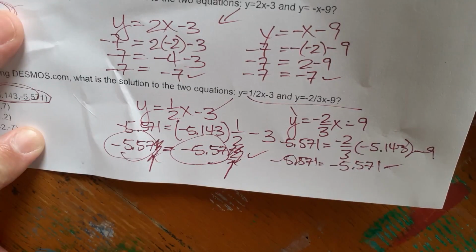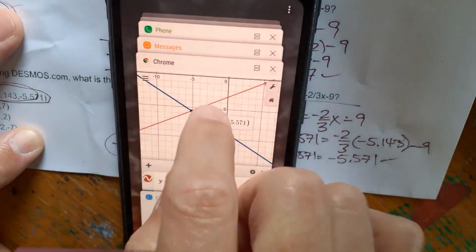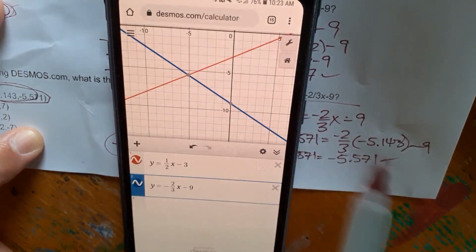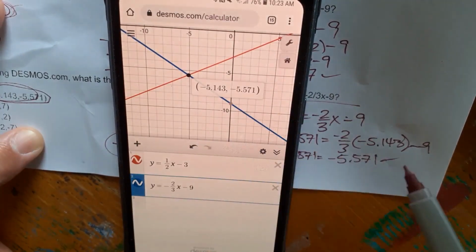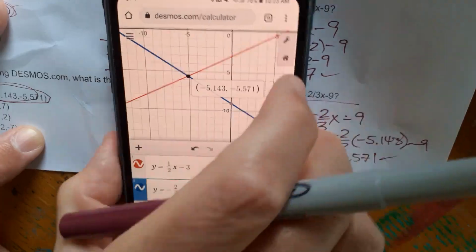Okay, so proving that where those two lines cross, back to here, right here, at that solution, they do indeed share the same x and y values, those two equations. And that's what we're proving and examining in this lesson, all right?